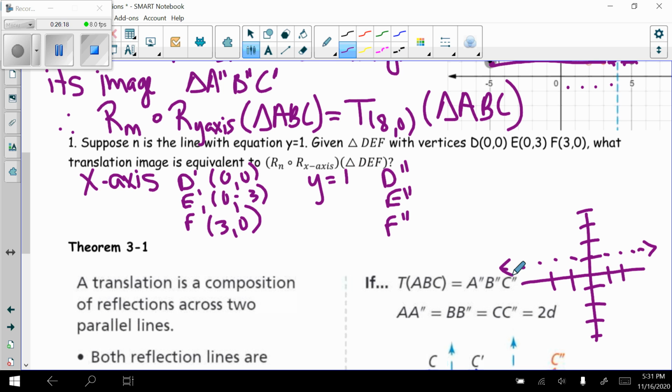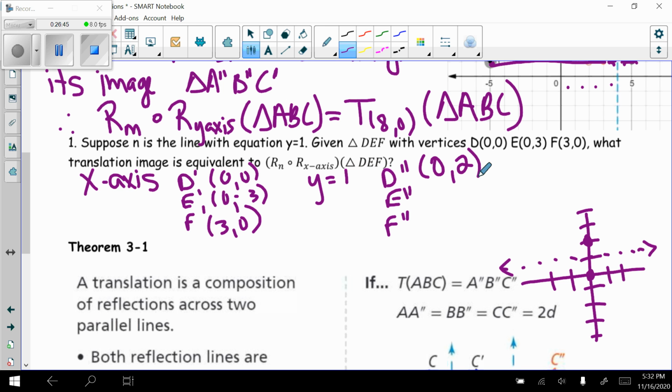If I take the point 0, 0, D prime, how far away is it from the line y equals 1 that I'm reflecting? It's only 1 point away, so its reflection, when I flip it, is also going to be 1 point away. This is my new D double prime, which is now at the point 0, 2.